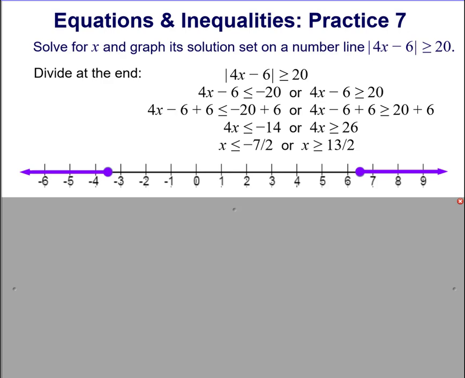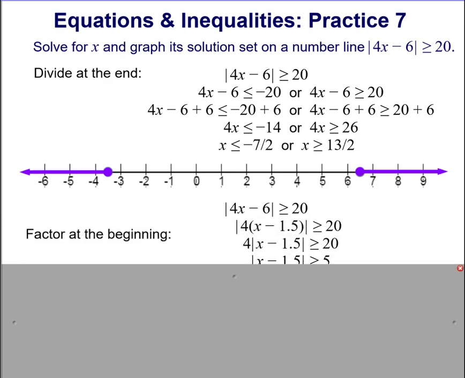Negative 7 halves will be approximately halfway between negative 3 and negative 4. So this is x less than or equal to negative 7 over 2. And over here, 13 over 2 is equivalent to 6.5. So we start here with a closed circle at 6.5, moving off to positive infinity. Let's now consider the other option.